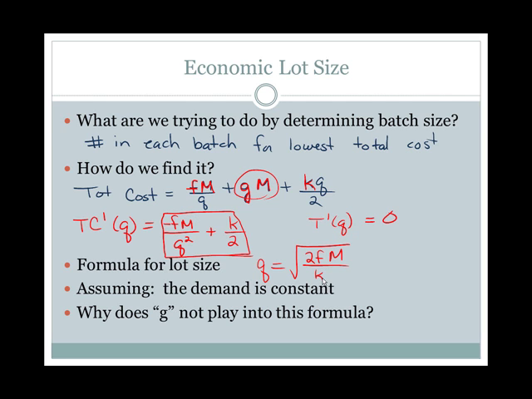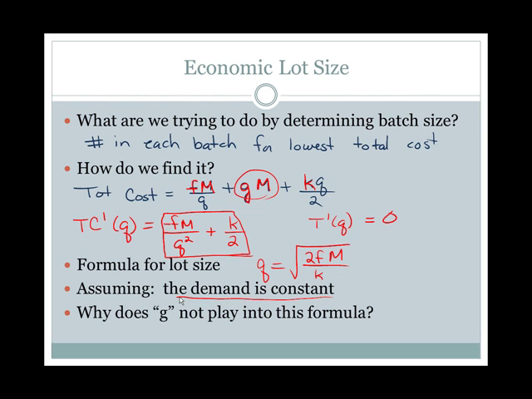And that is the formula for finding the most economical batch size. We are, though, assuming that the demand is constant. In other words, I know I will need 1,000 tricycles. Halfway through the year, they're not going to change their order on me. So I have a guaranteed 1,000 tricycles.